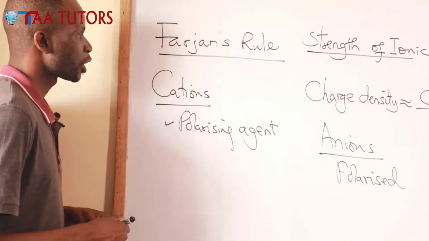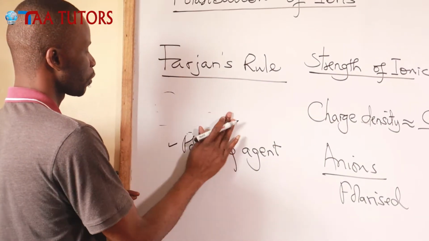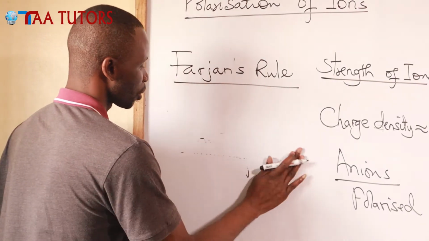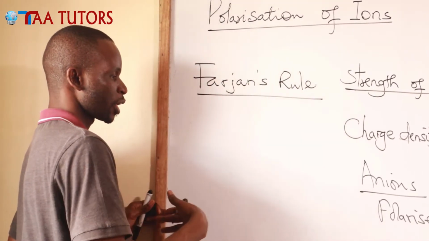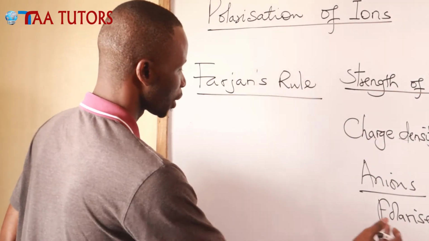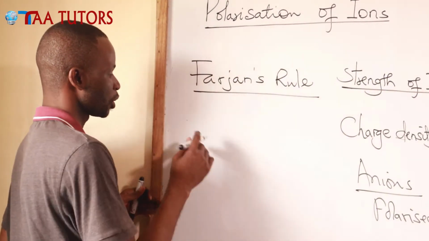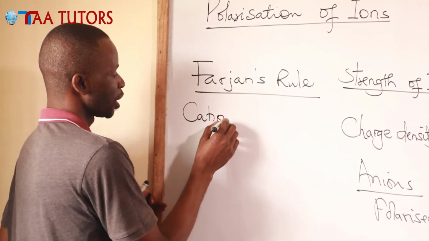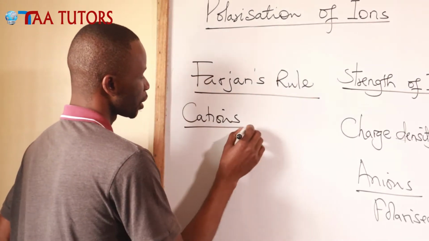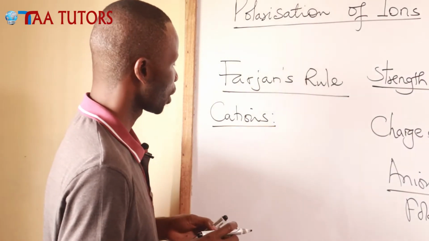Now, according to Fajan's rule, he puts two conditions, or two factors, that affect the polarization effect of different ions. And because we have to talk about the polarizing agent, that is the cations, and the polarized ions, we are going to group these ions into two groups. One, we are going to talk about the cations. Now, on the cations, what affects the polarizing power of a cation?